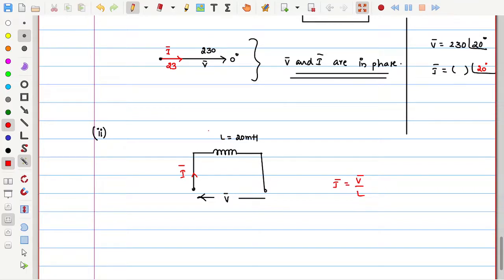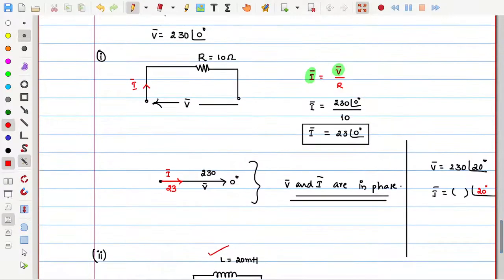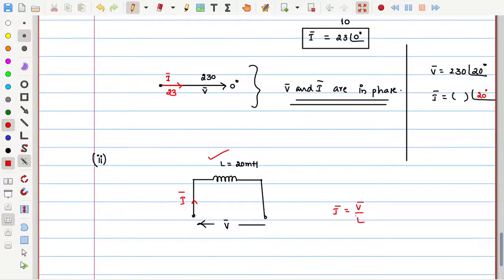Why? Because L is the only thing given, no other things are given. Like with a resistor, where I had written I is equal to V by R, can I write it this way here? No, we need to work out something.